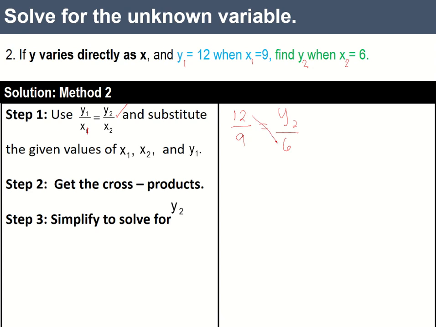We'll get the cross products. 12 times 6 is equal to 72, equals y sub 2 times 9, which is 9 y sub 2. Then isolate y sub 2 on the right side by dividing both sides by 9. So we have now y sub 2 is equal to 8.